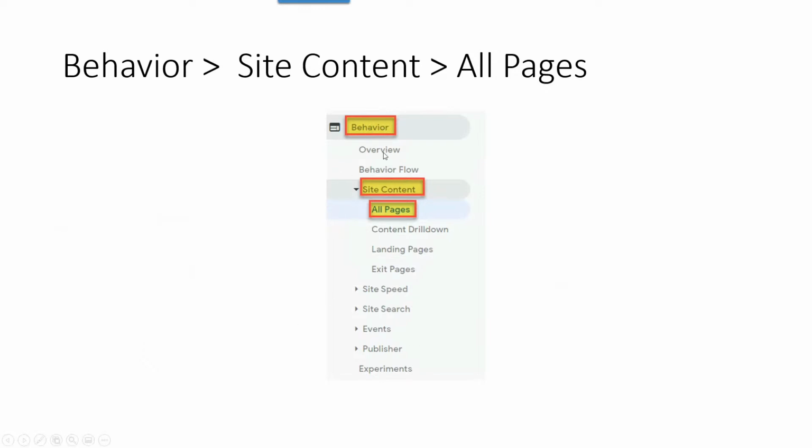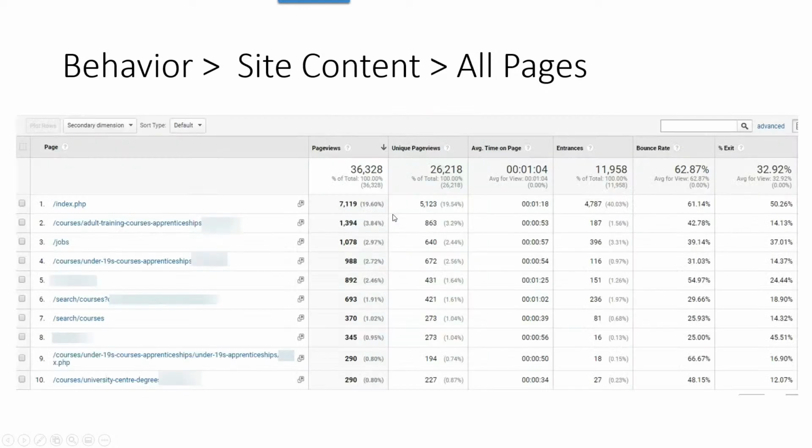So we go to behavior, site content, all pages, and this will give you a breakdown of the most popular pages by page views and by unique page views. So what's the difference between page views and unique page views? I look at this as an individual person. I could have come to this page 5 times, but under unique page views, it will only count me as once, because the 5 visits would have been counted there.